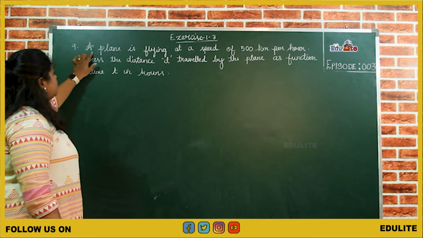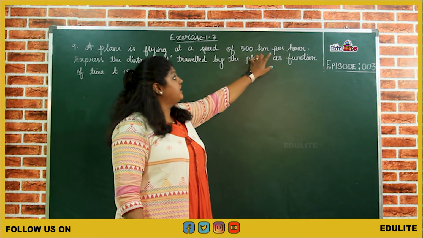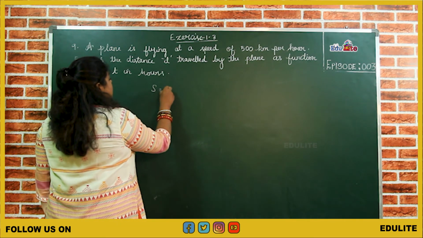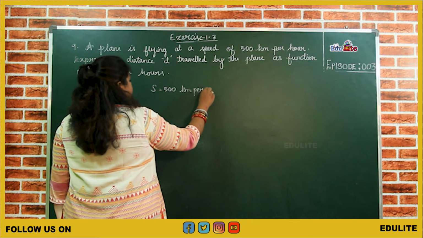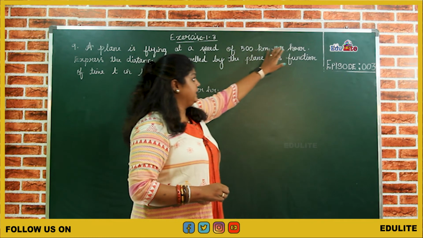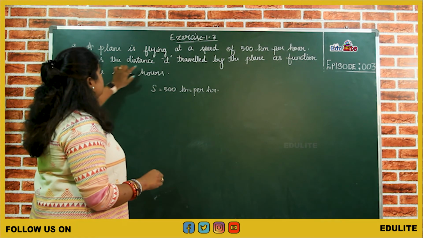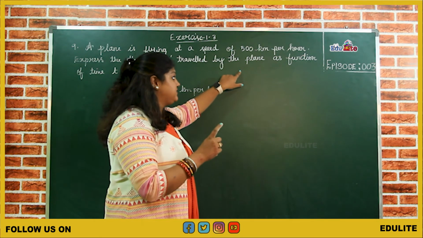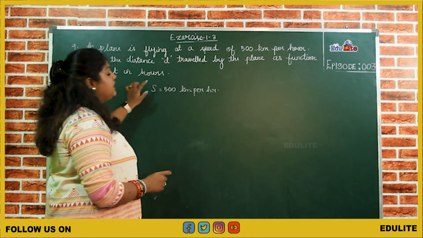Ninth problem: a plane is flying at a speed of 500 km per hour. So the speed is given as 500 km per hour. We have to express the distance travelled by the plane, that is, find out how much distance the plane has travelled, as a function of time t in hours.